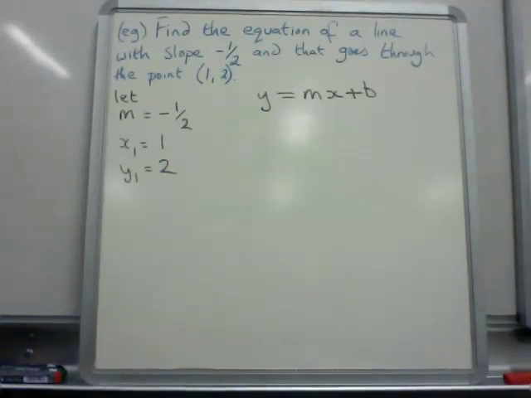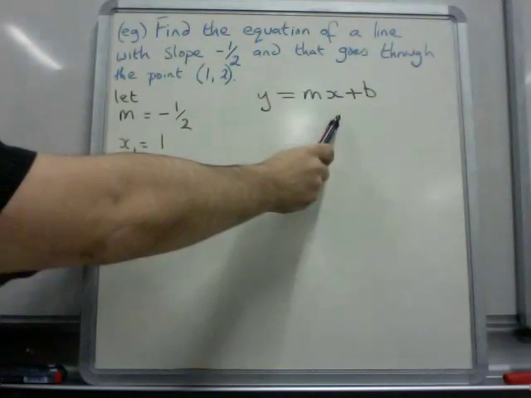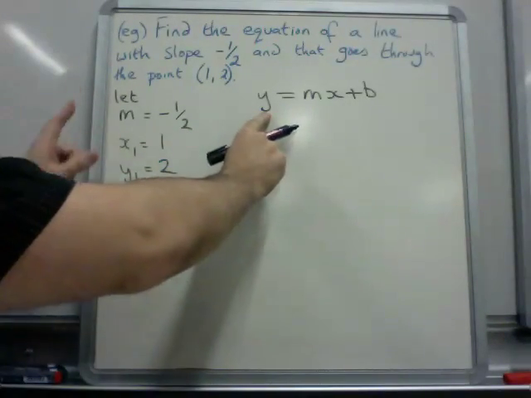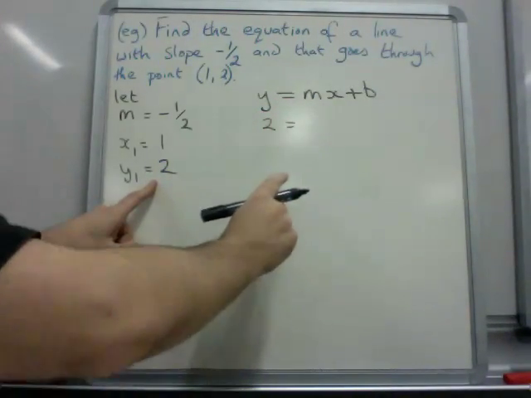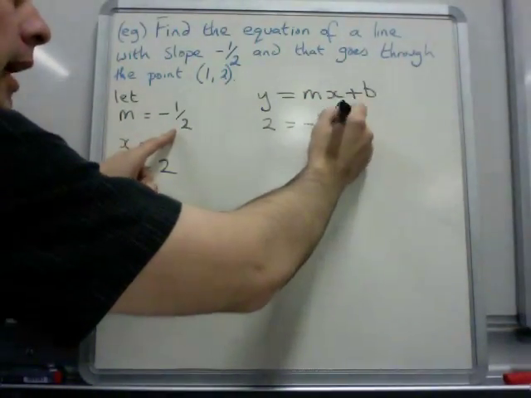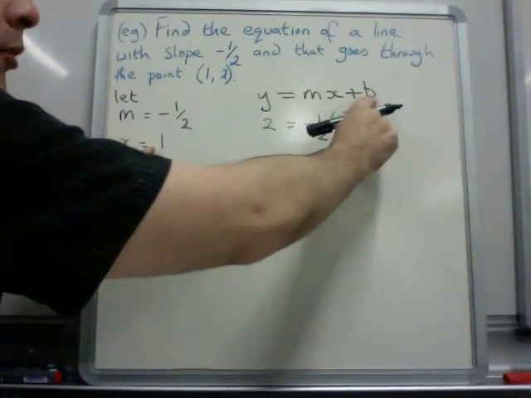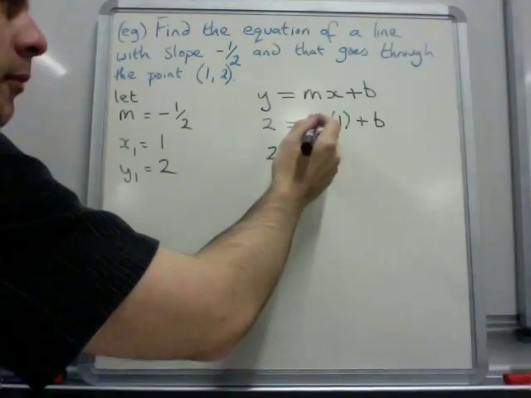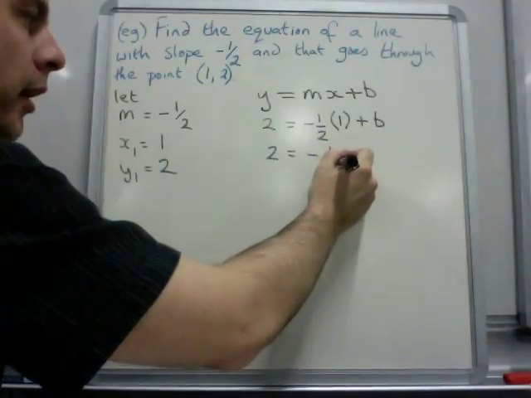Now we've talked about this before. If you have a list of variables and an equation, then it's time to bring them together. Out come Peter and Paul. Y is going to be the y1 value here, 2. Equals is equals. M is -1/2. That's going to multiply the x value, which is 1. And plus b. So 2 is 2. Negative times a positive is negative. Half times 1 is -1/2.